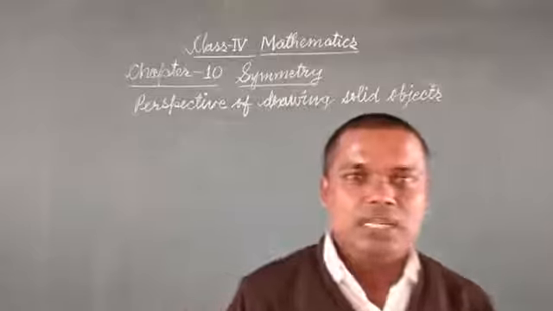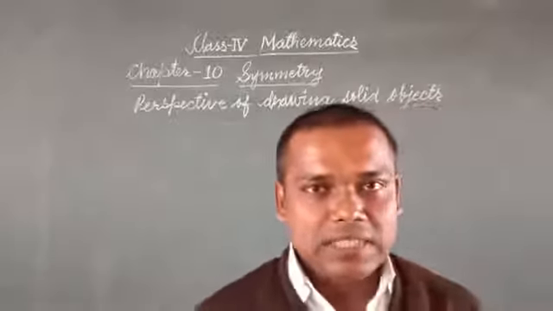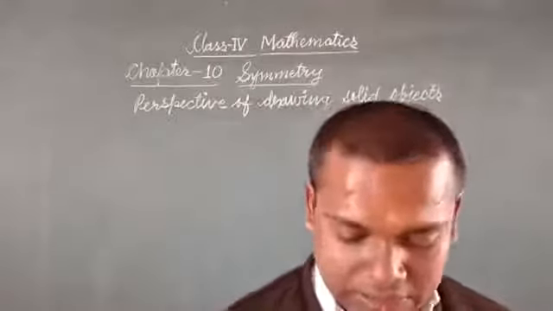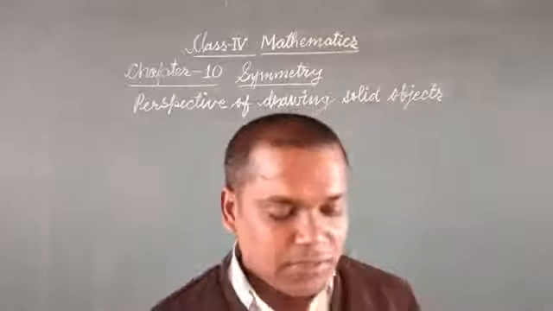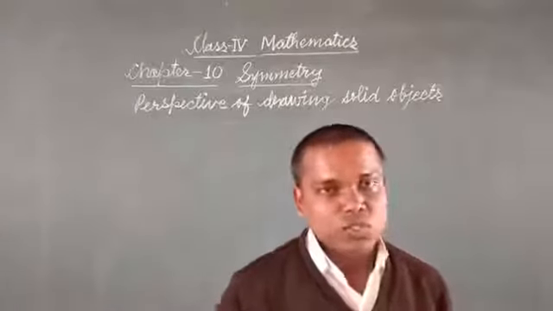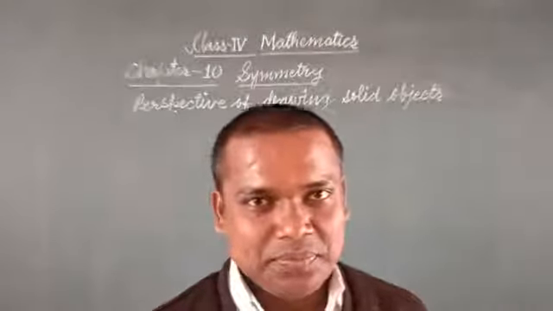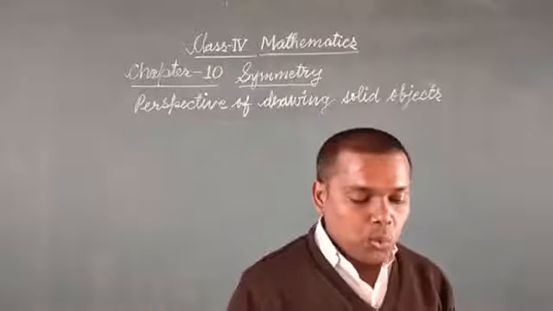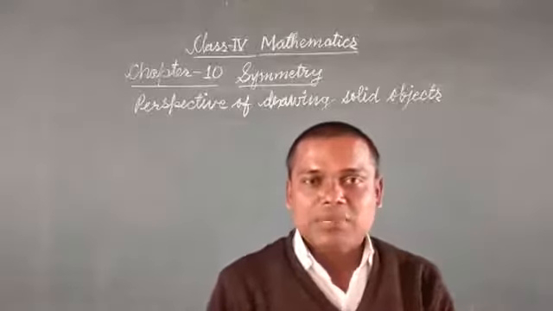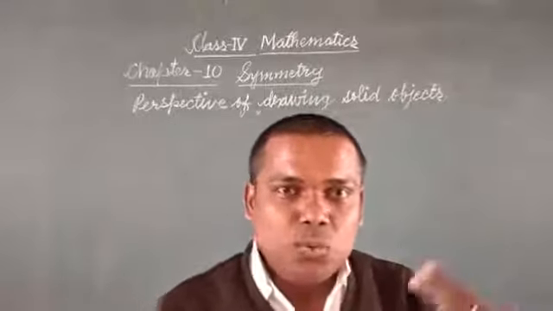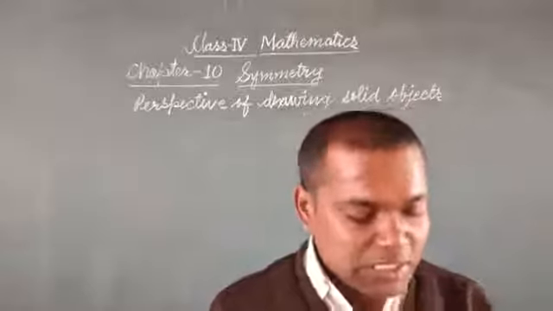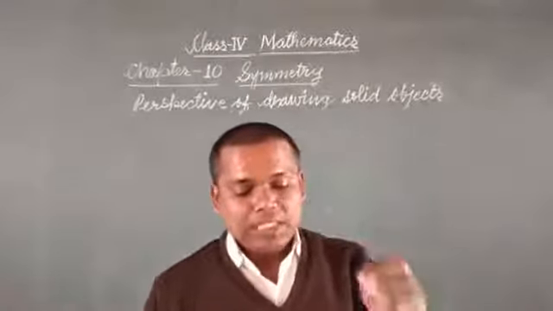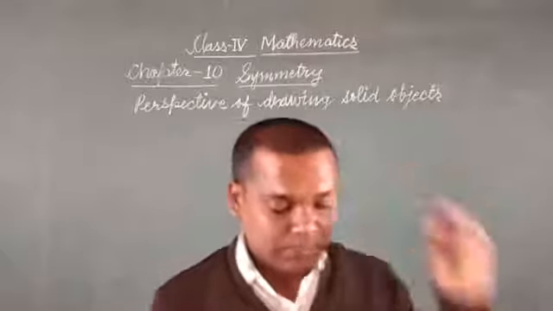Today we will learn chapter 10 Symmetry. In this chapter we will learn a new topic. The name of the topic is Perspective of Drawing Solid Objects. In this we will learn how to see three-dimensional objects in two dimensions, meaning viewing of three-dimensional objects in 2D or two-dimensional shapes.